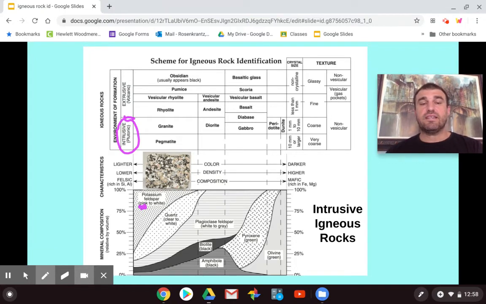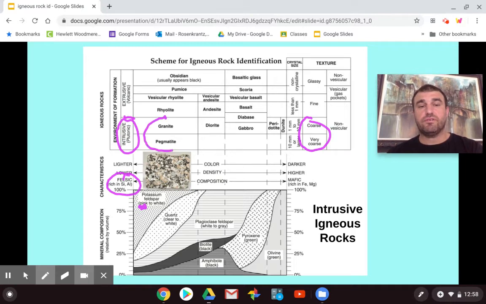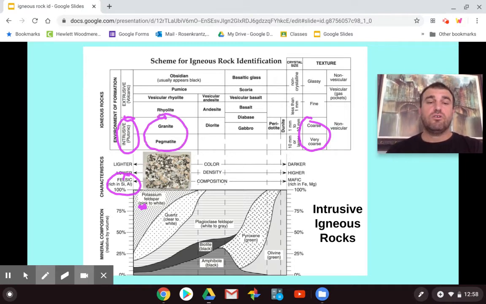That means it's light in color. So we are looking at a felsic rock that has large crystals, which means it's one of these two, granite or a pegmatite. All right, pegmatite, the crystals would be bigger than my thumb. All right, so this is not a pegmatite.